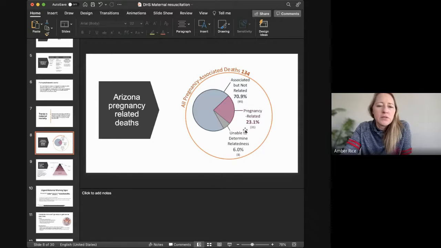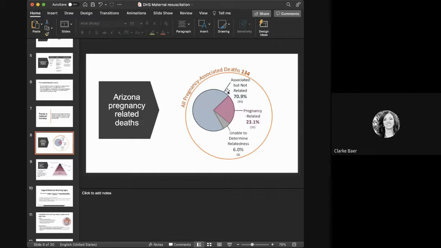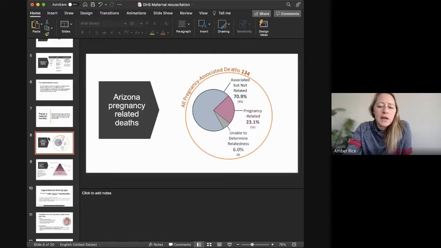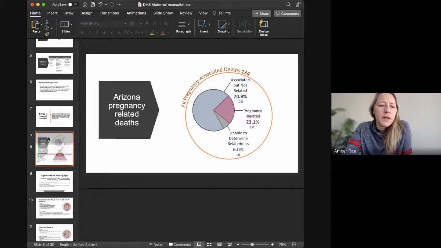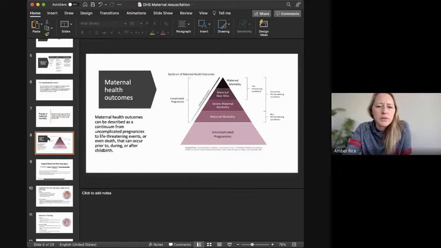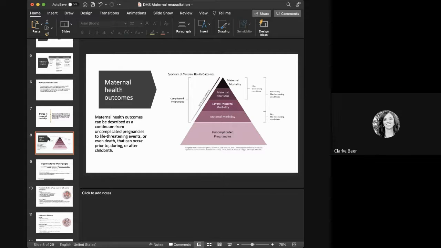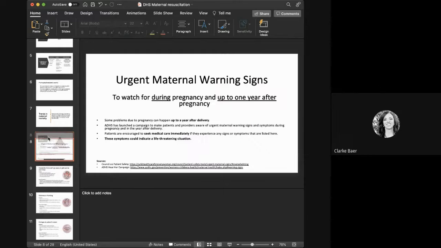So pregnancy-associated deaths, I don't know how important this is. This we probably don't actually need. I think you can probably take that one out. Yeah, that's super helpful for other reasons, but maybe not for this. Yeah. What about this one? This one too? Yeah, I don't know if you need that.